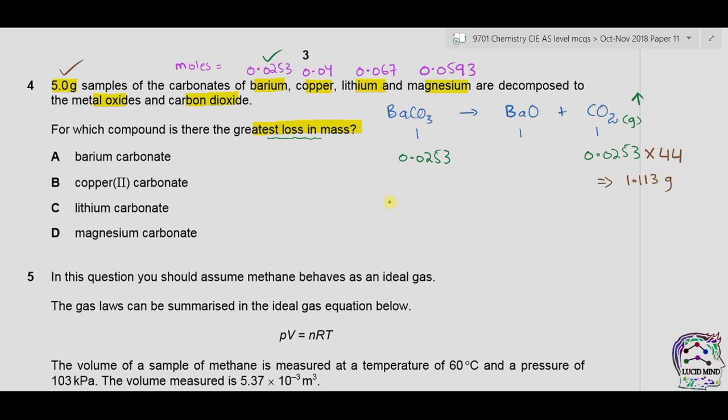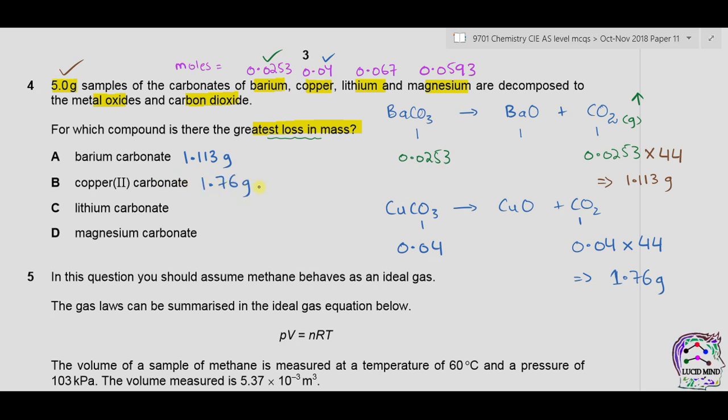Second is copper carbonate. Again we can write the equation. CuCO3 forms copper oxide along with CO2. The equation is balanced, the number of moles are equal, we have 1:1 ratio. So for 0.04 moles of copper carbonate, the moles of carbon dioxide will also be 0.04 moles. Now converting these moles into mass, we can multiply by 44, which is the molecular mass of CO2. So it comes equal to 1.76 grams. So for barium carbonate, the mass lost was 1.113 grams. For copper carbonate, the mass lost is 1.76 grams.